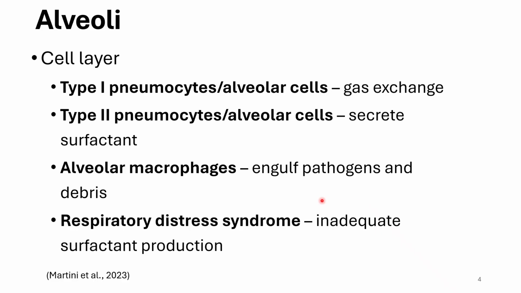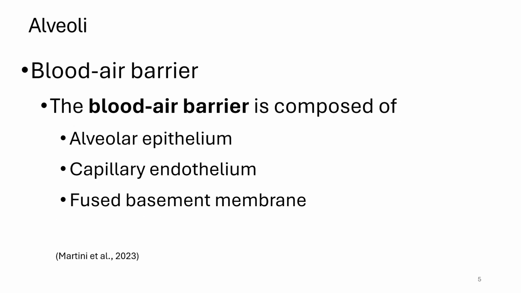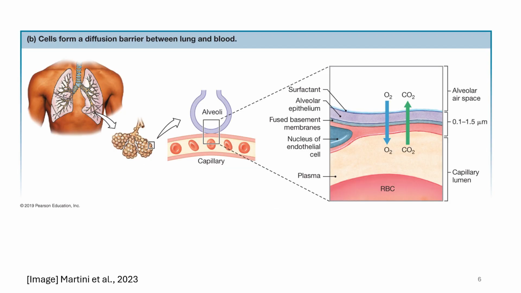Respiratory distress syndrome, RDS, happens because of inadequate surfactant production. Usually it happens in premature birth. The alveoli have the blood-air barrier, like we have the blood-CSF barrier, the blood-brain barrier. The same thing, the blood-air barrier consists of the alveolar epithelium, the capillary endothelium, and the fused membrane between the capillary and the alveolar epithelium, which is going to come in the next slide.